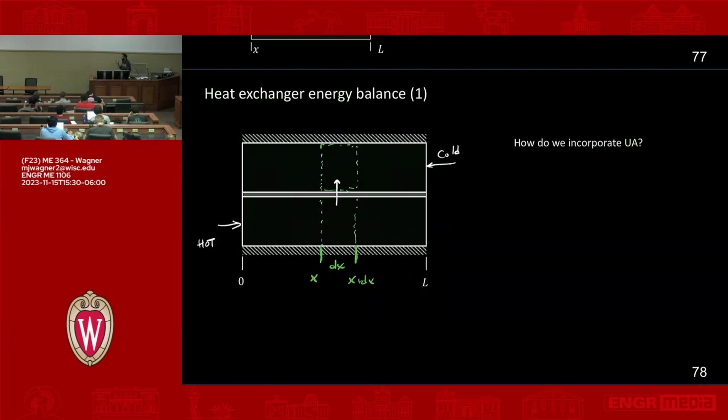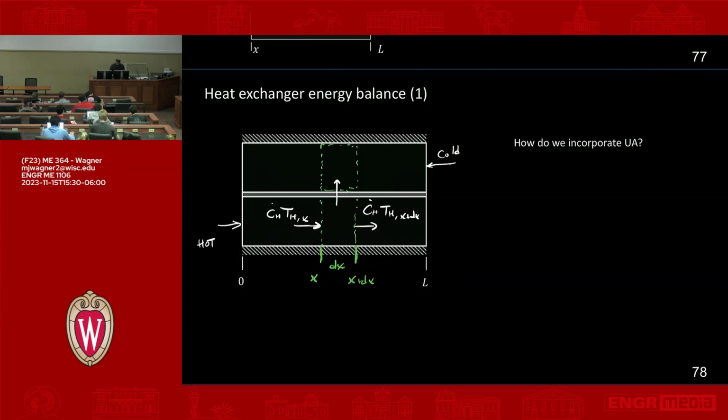Okay, so now we approach this the same way we did the internal flow energy balance, but we're just doing it twice. So let's start on the hot side and work things out. Going into the control volume, we have the capacitance rate C dot H times TH at x. Leaving, we have C dot H TH at x plus dx. Let's assume here that C dot H, the mass flow times the specific heat, is constant. That's not changing. It can change, you can deal with it, but for now, let's just assume it's constant.